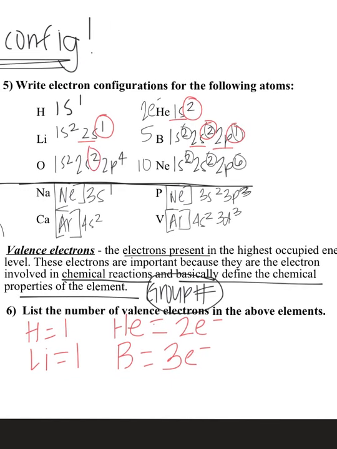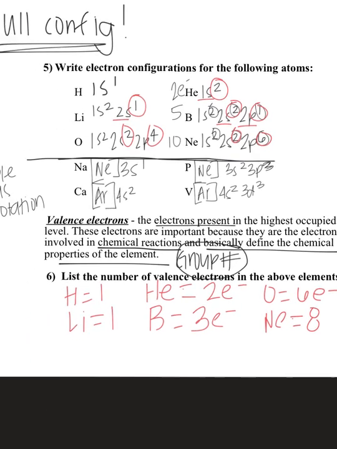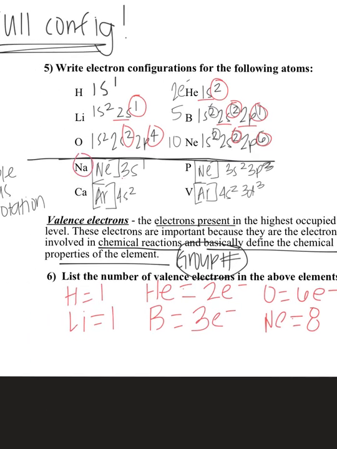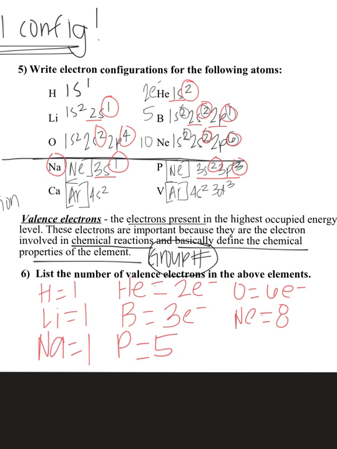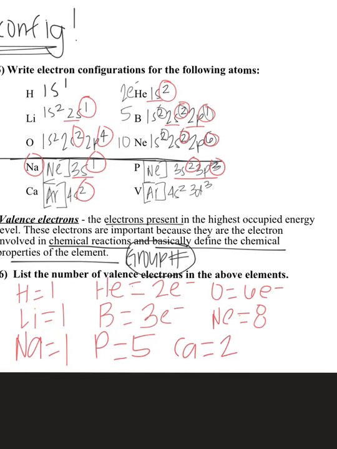Okay, oxygen is 6. Where else? Neon is 8. Sodium, its highest level is 3. It's got 1. Phosphorus is 5. Calcium, 2. It's also in group 2.